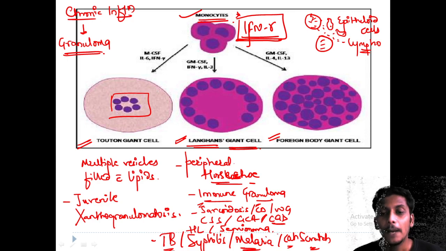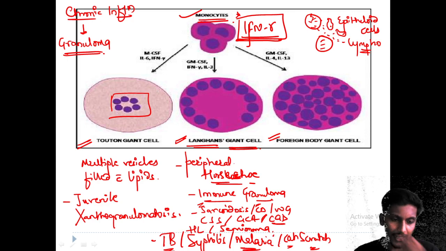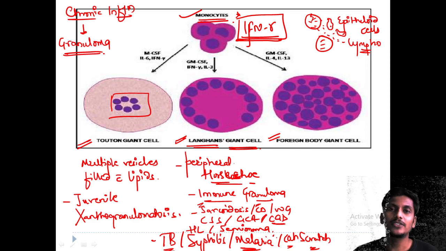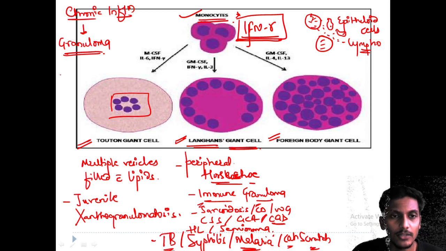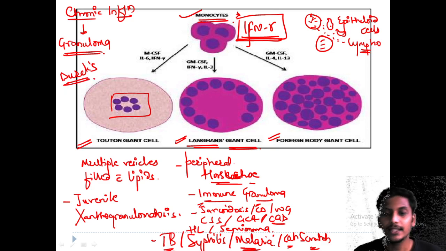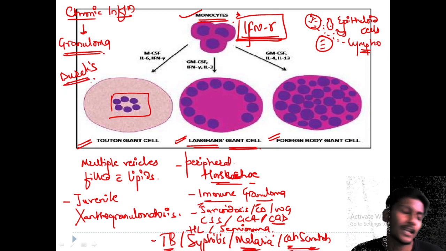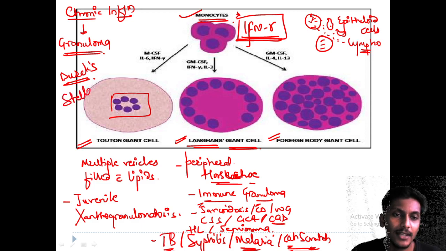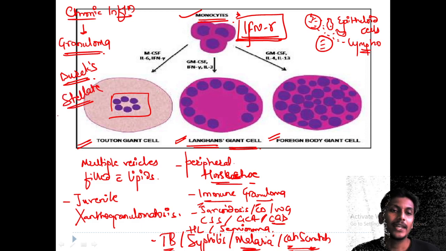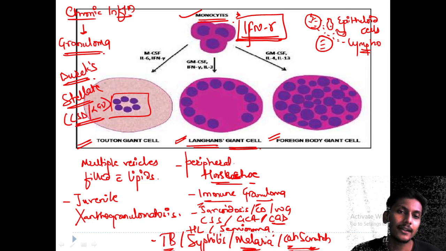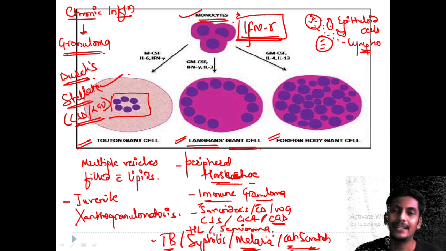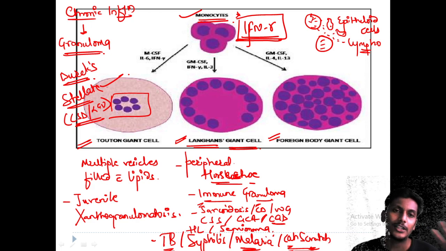Then one more feature: in malaria there is a characteristic type of granuloma seen in cases of cerebral malaria, which is usually caused by Plasmodium falciparum. The granuloma seen in cerebral malaria is known as Durck's granuloma. In cat scratch disease or lymphogranuloma venereum, we see a characteristic star-shaped granuloma known as stellate granuloma. These are two important granulomas that you need to remember.